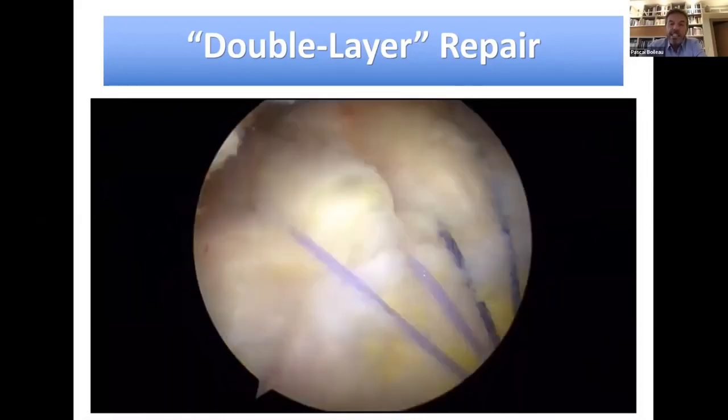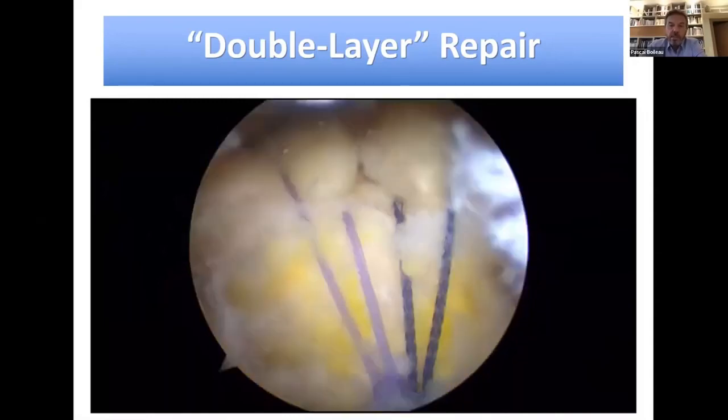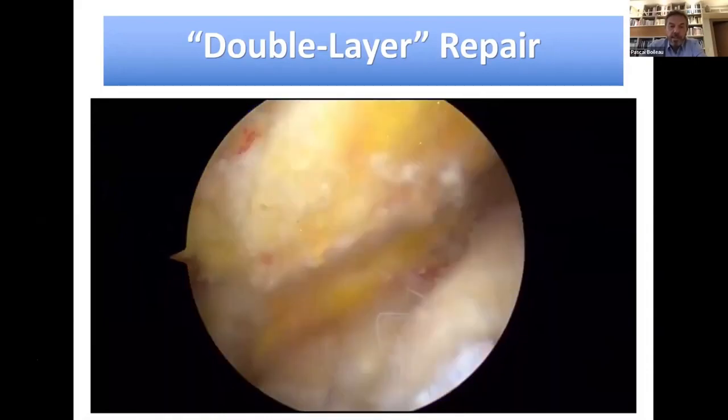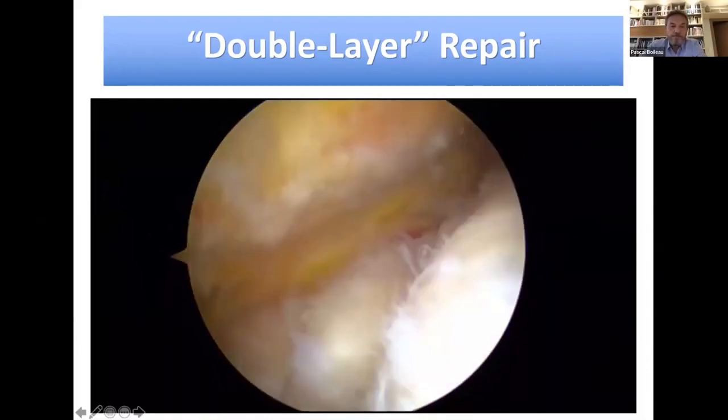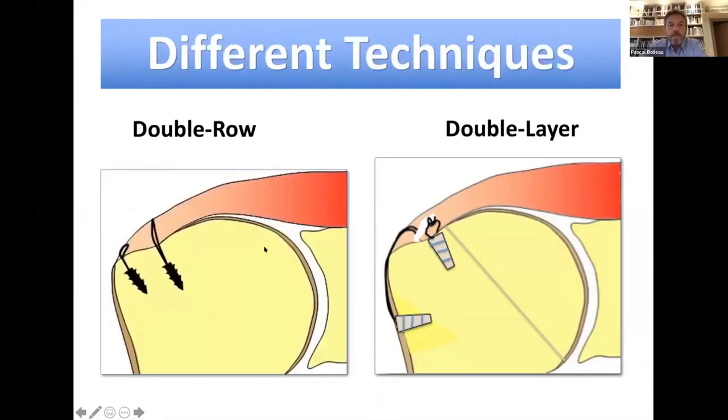Mechanically, it's very different from what I was doing when I was doing the suture bridge. And you see here the acromioplasty, and the impingement is gone. So it means that if the two layers have different direction of retraction, different amount of retraction, you should repair these two layers separately to have a balanced repair and an anatomic repair. So there are different techniques.